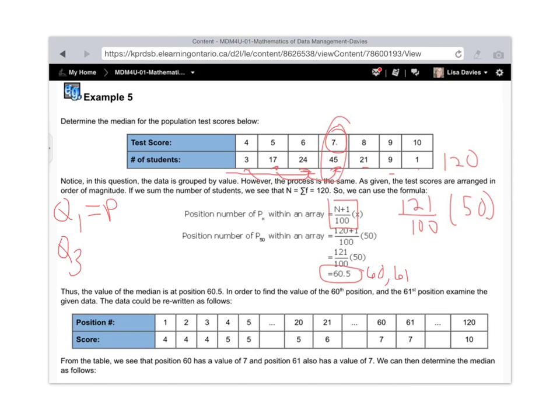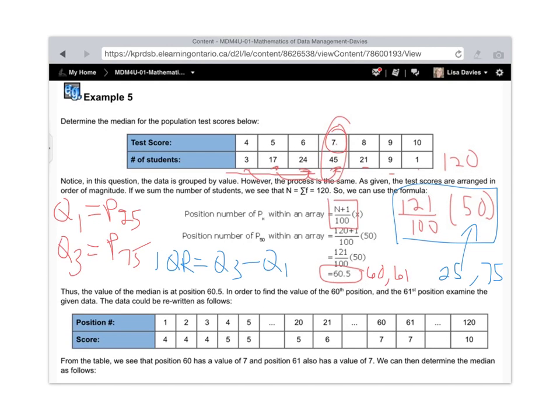For Q1, you want to find P25, that's the 25th percentile. And for Q3, you want to find P75, the 75th percentile. So you're going to do exactly the same things that we did over here, only you're going to replace the 50 with 25 for Q1 or 75 for Q3. Once you've found those values, the interquartile range is simply Q3 minus Q1. Okay, that's how you find it. So when you're using a frequency table, that's how you do it.